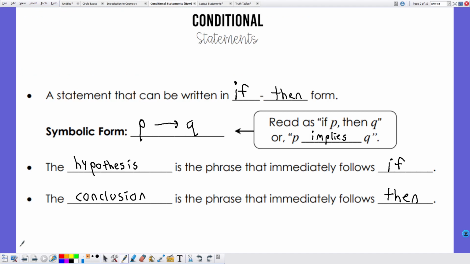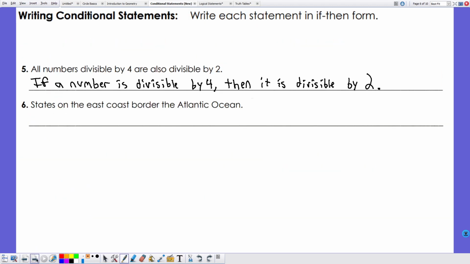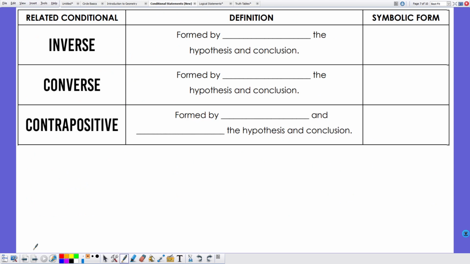conditional statements are statements that can be written in if-then form, and symbolically, if there are two component statements, P and Q, we write it as P with an arrow and then Q. So that's the simplest form.